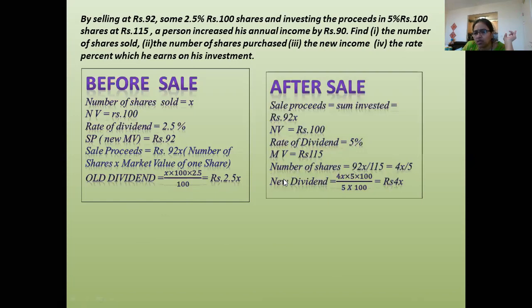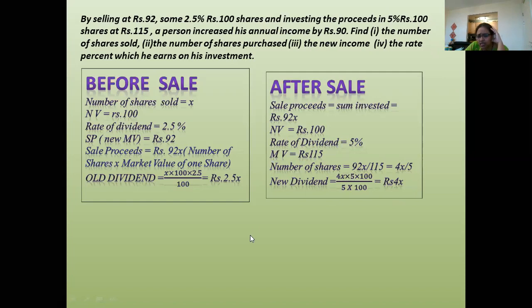Now after sale, what is the thing? Sale proceeds is the sum invested, that is 92x is the sum invested, right? Now nominal value is 100. What is the second part? Nominal value 100. Market value is 115. The rate of dividend is 5%, right? The number of shares is this. You know that number of shares is sum invested upon the market value, 4x upon 5, and the new dividend is 4x. So now according to the question, we can go by this.